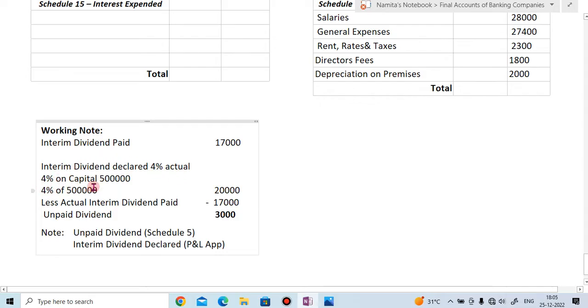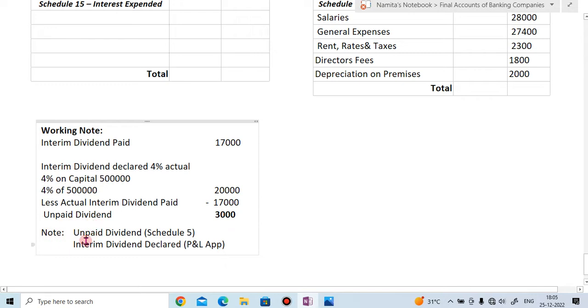So 4% on what? Capital, okay. How much is the subscribed and issued capital? Paid up capital is 5 lakh. So 4% of 5 lakh is 20,000. So actually how much dividend is to be paid? 20,000. But how much did they actually pay? Only 17,000 is paid. Then the remaining is 3,000. 3,000 will be called unpaid dividend, right?